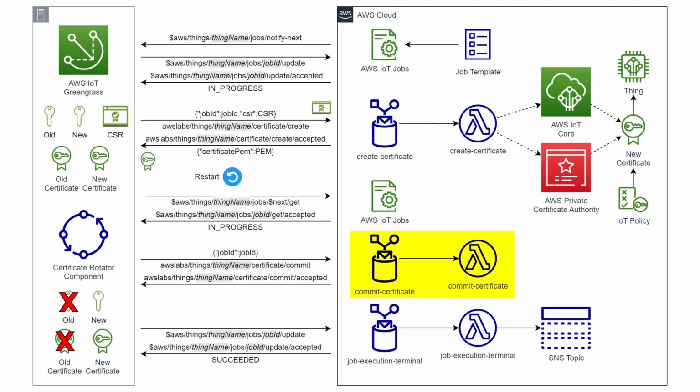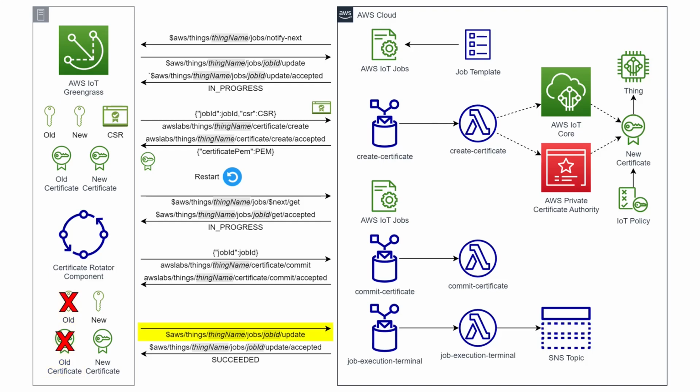The commit certificate lambda validates the request and verifies that the principal used to make the MQTT connection is the new certificate. The cloud backend then notifies the component that the new certificate is good and that it can be committed. The component deletes the old certificate and the old private key.